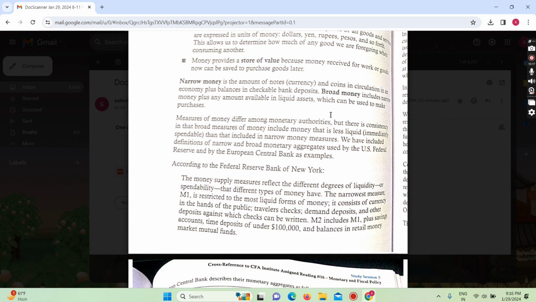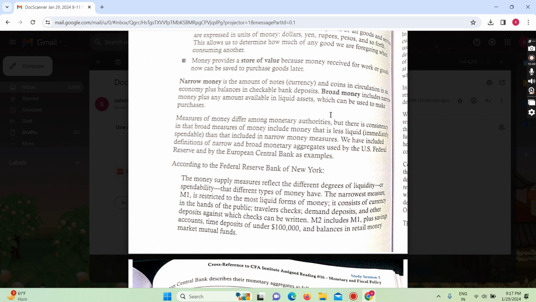Then the broad money includes narrow money. What is already covered by narrow money? That is the currency and notes in circulation plus the checkable bank deposit. Broad money includes narrow money as well as any amount available in liquid assets which can be used to make purchases.